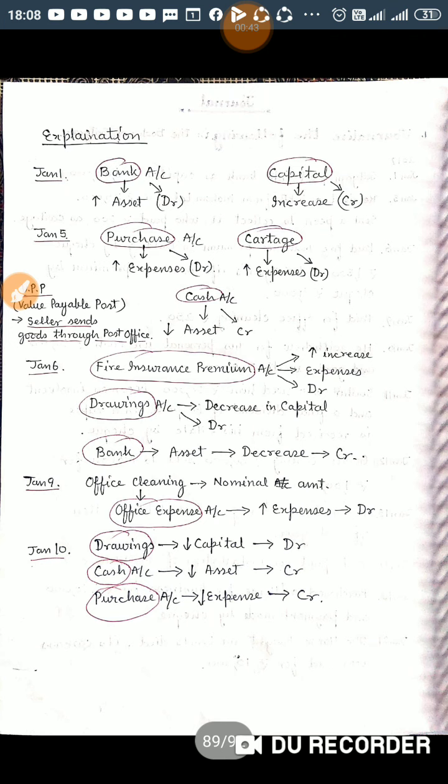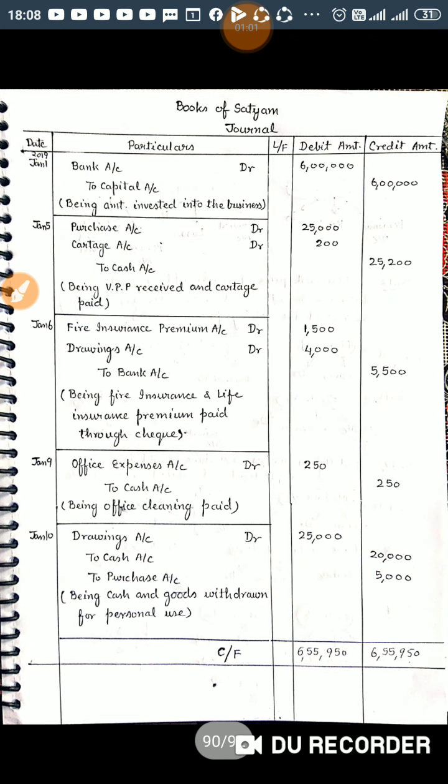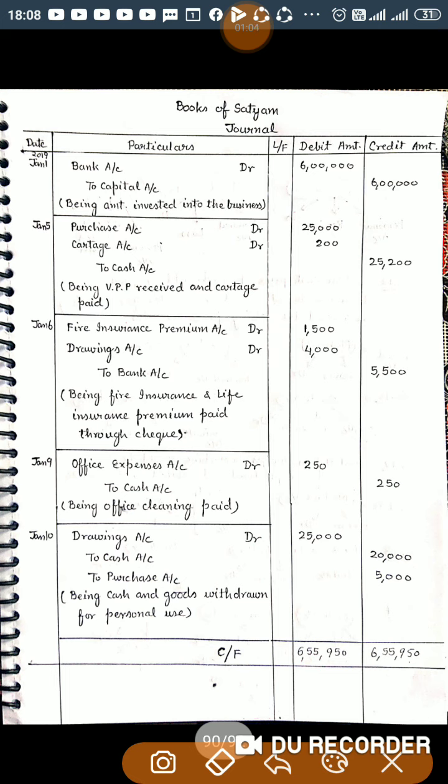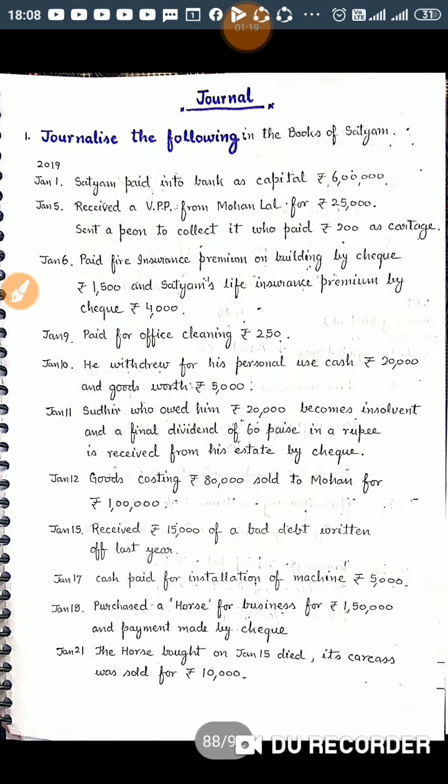Office cleaning, I have said office expenses. So office expenses are expenses and it is increasing, it should be debited. At the same time cash is an asset and it is decreasing in the business, so it should be credited. And the journal entry will be: you will write first the date, then office expenses debited with 250, and to cash credited by 250, being office cleaning paid.